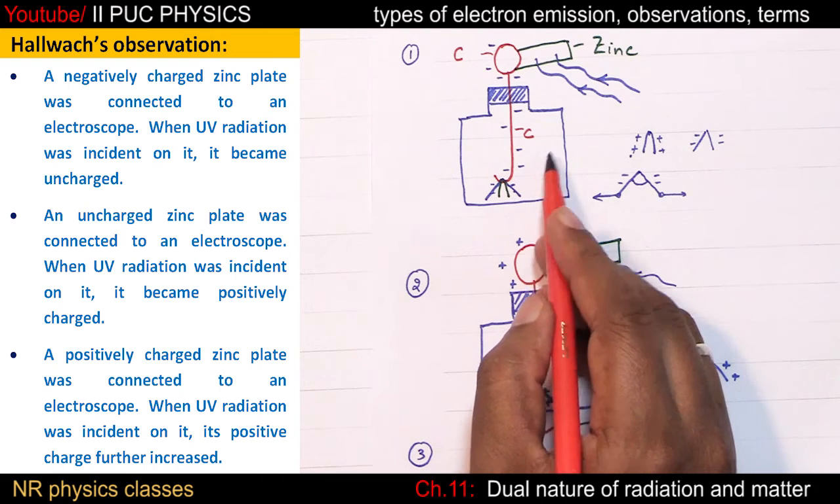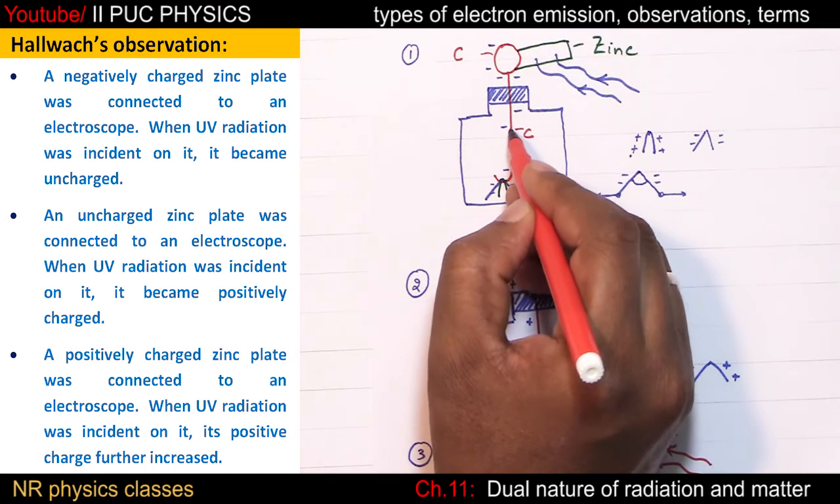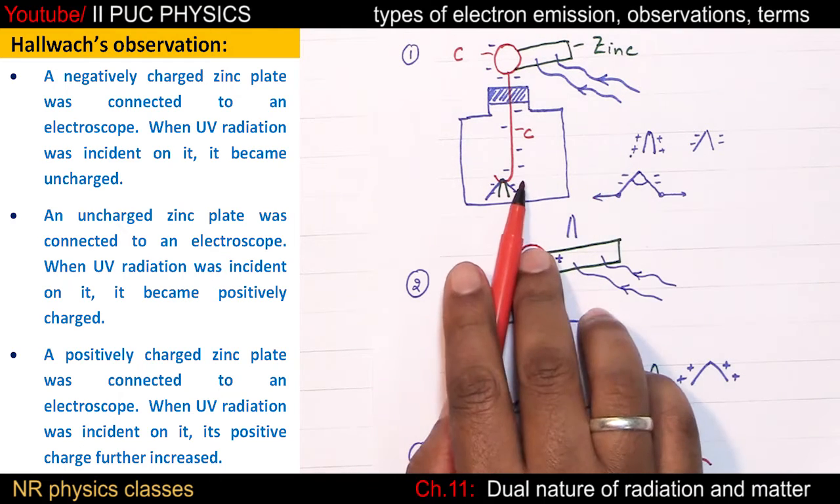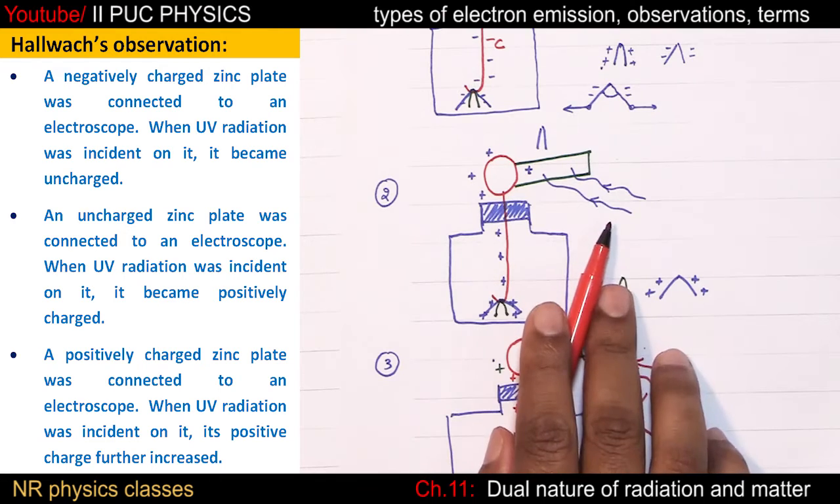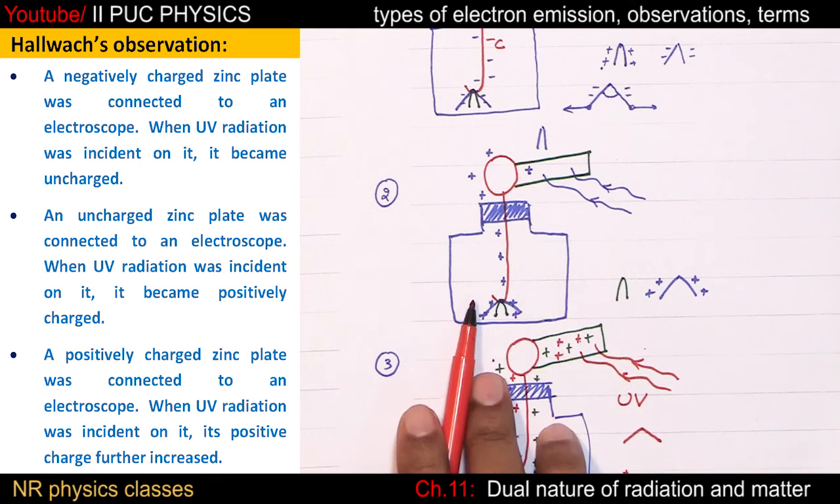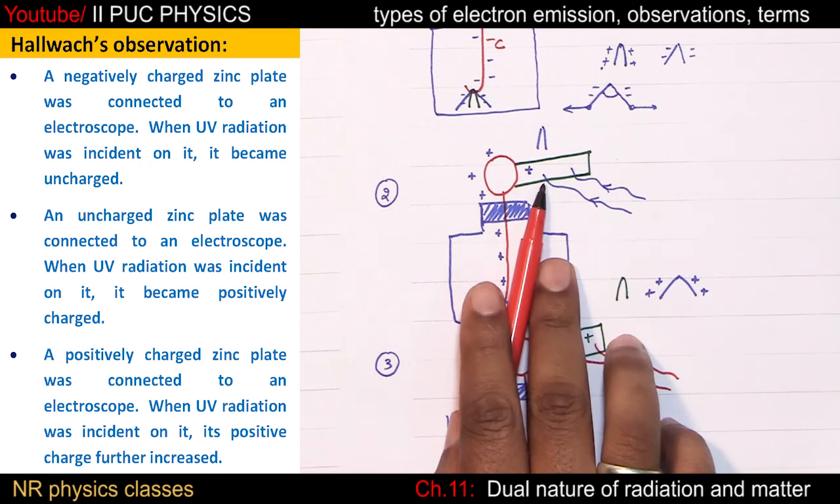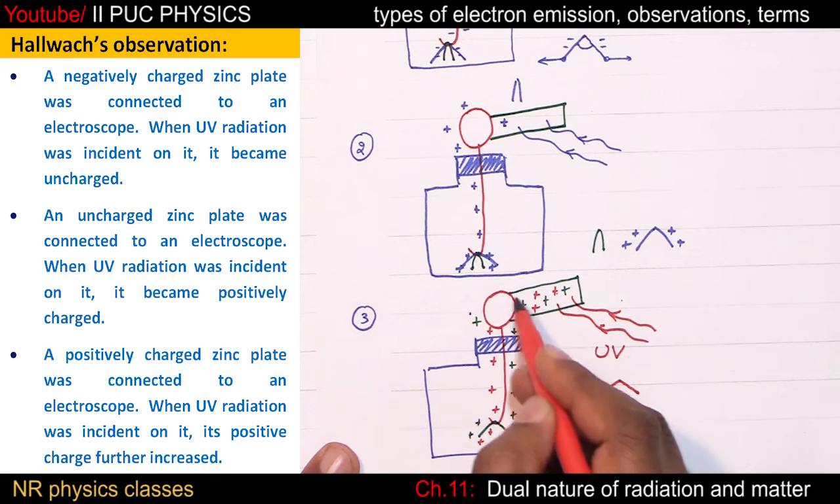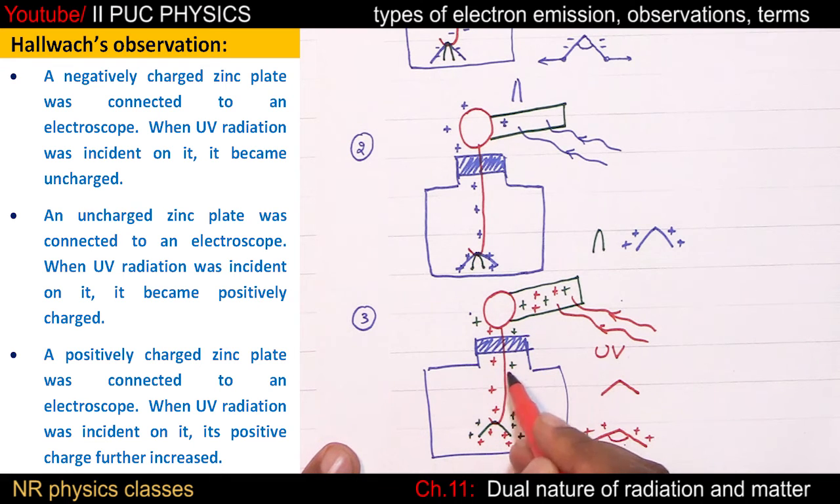First case, the electroscope was negatively charged. Because of ultraviolet radiation, it became uncharged. Second case, the electroscope was neutral. Because of ultraviolet radiation, it became positively charged. Third case, the electroscope was positively charged. Because of ultraviolet, it became more positive.